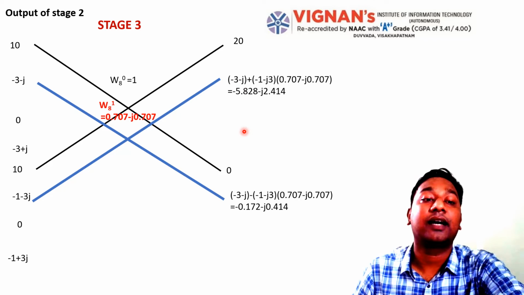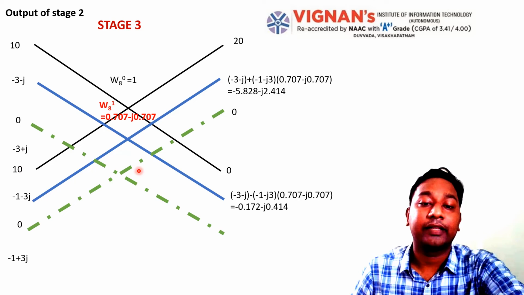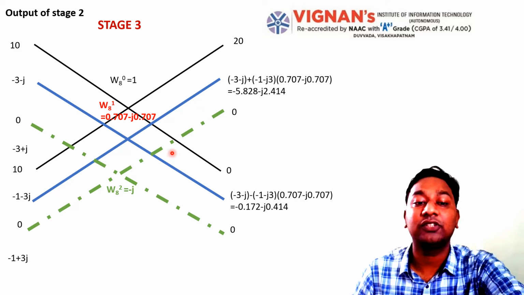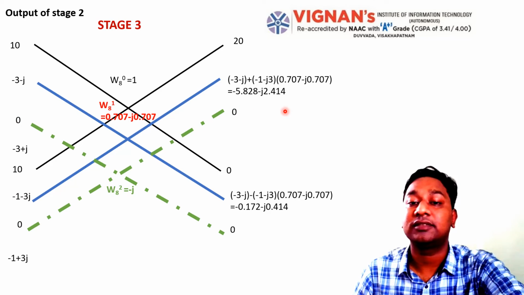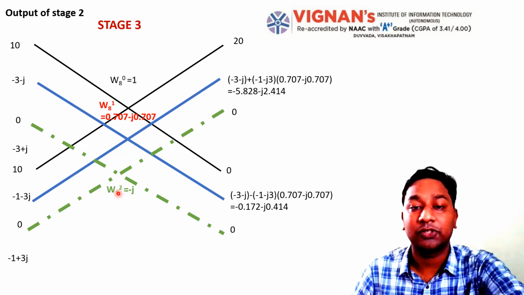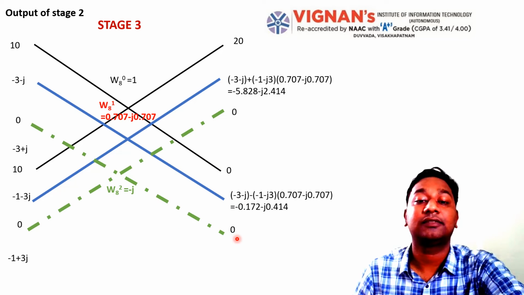Now we will draw the third butterfly, which is between the third one and the seventh one. The twiddle factor associated with this one is omega to the power 2, minus j. The input values are 0 and 0. If the input is 0 0, the output is only 0, because a plus b, 0 plus 0 into omega to the power 2 is 0, and 0 minus 0 into omega to the power 2 is 0. So that is the completion of the third butterfly.